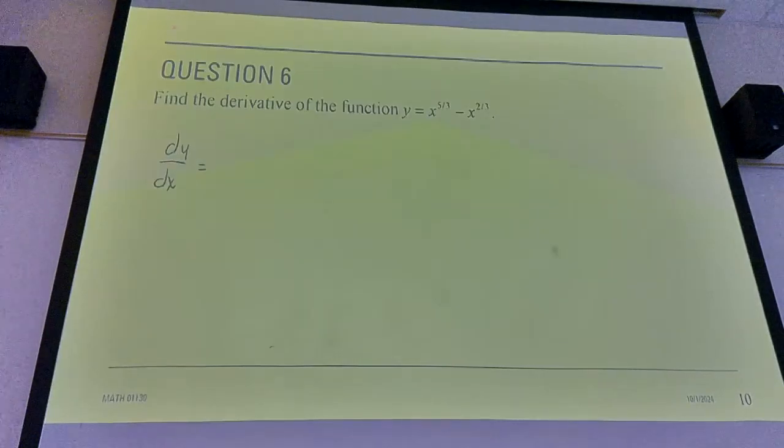What's dy dx? Now keep in mind that is shorthand notation for this.